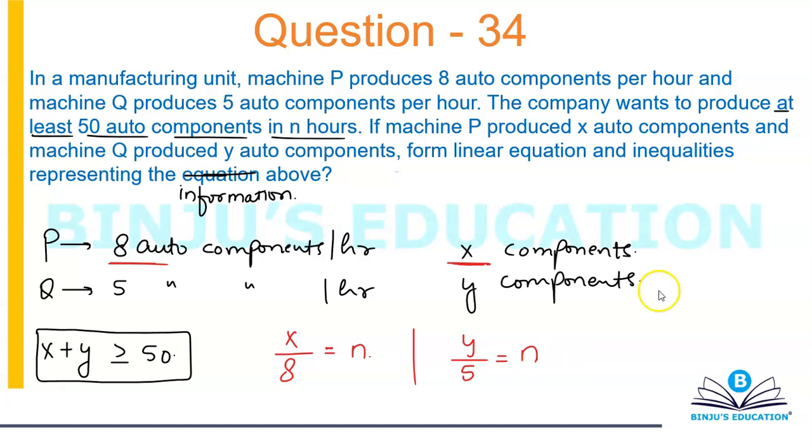So your answer will become X plus Y greater than or equal to 50, X by 8 is equal to n, and Y by 5 is equal to n. Or they could have also given you that X is equal to 8n and Y is equal to 5n, or also X by n is 8, Y by n is 5, either way. But this is basically what it will be.